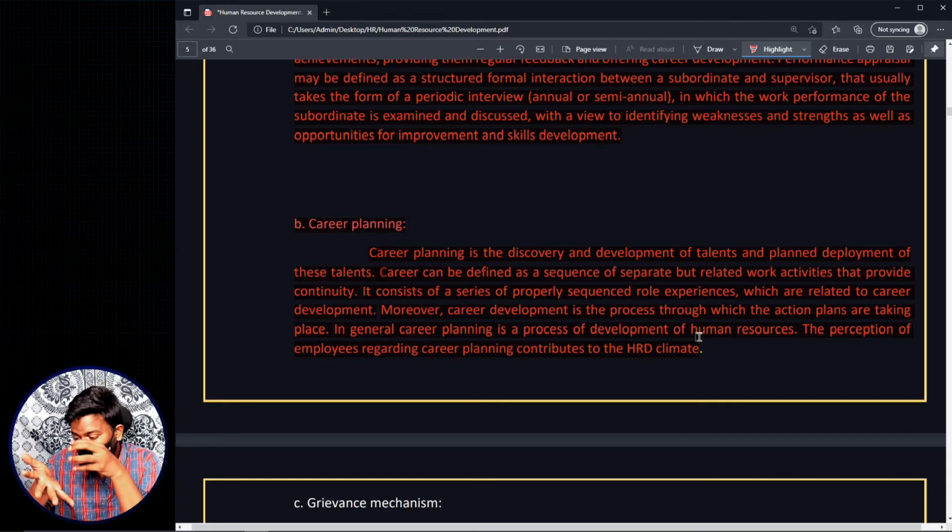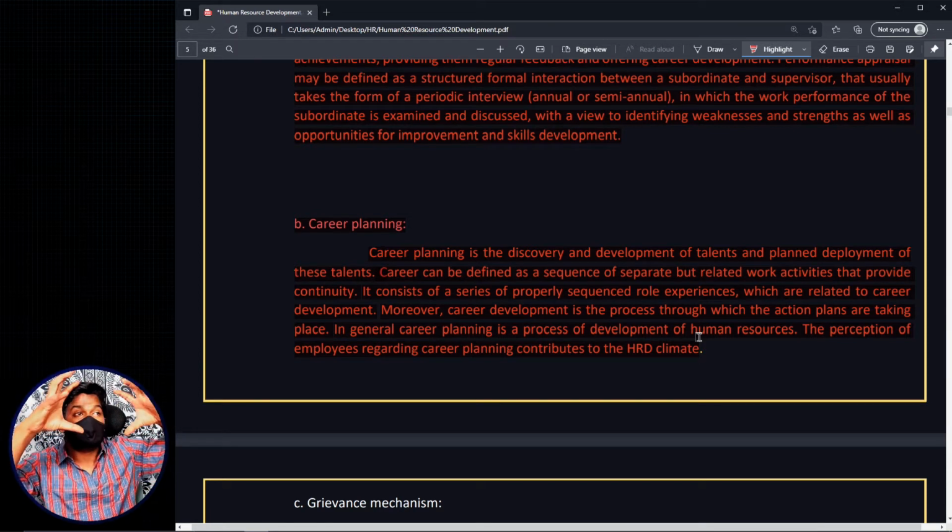Here we are telling that career planning or career development also contributes to the HRD climate. Now what is the HRD climate? HRD climate in simple terms is the perception of the employees, like what the employees are thinking about the development aspect related to the organization, or what the employees are thinking about the importance that the top management or the organization is giving to their development. That is basically the employees' perception, generally referred to as HRD climate. So career planning is also a tool or technique or mechanism that organizations can use in order to develop the human resource in the organization.